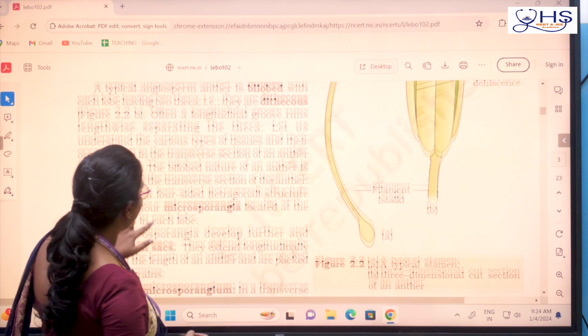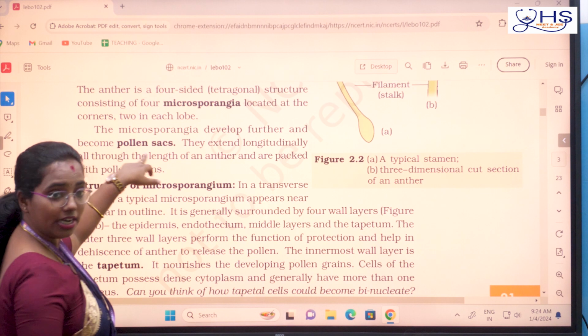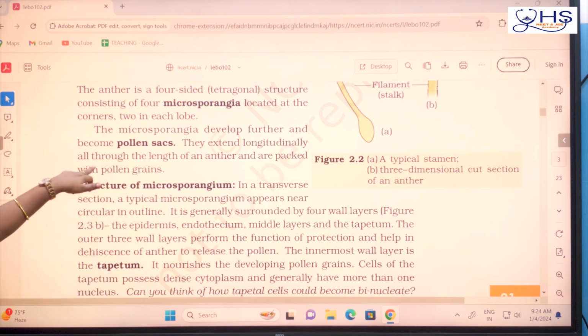Okay, next. The microsporangia develop further and become pollen sacs. This can be 1 mark. Understood? The microsporangia only will be converted into pollen sacs and they will contain a lot of pollen inside.